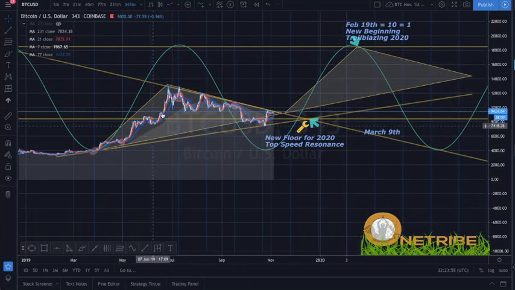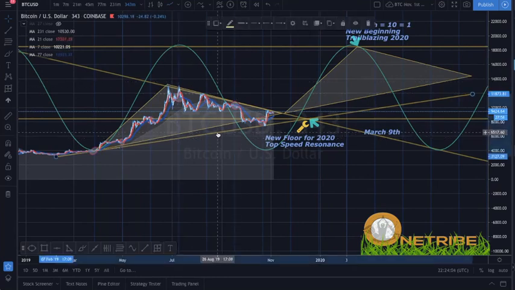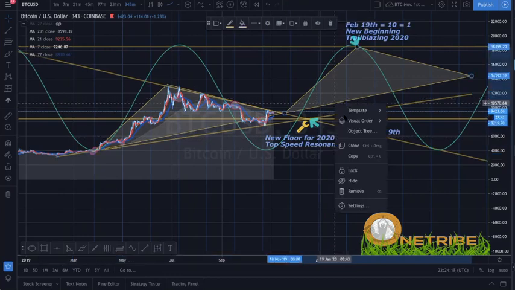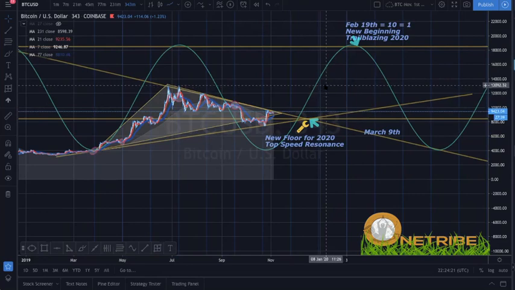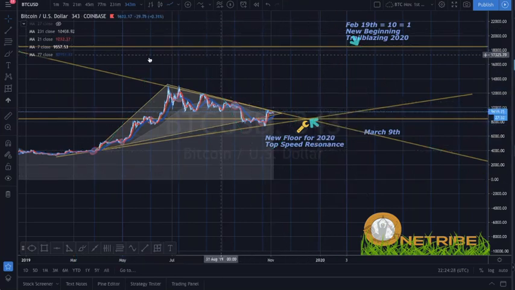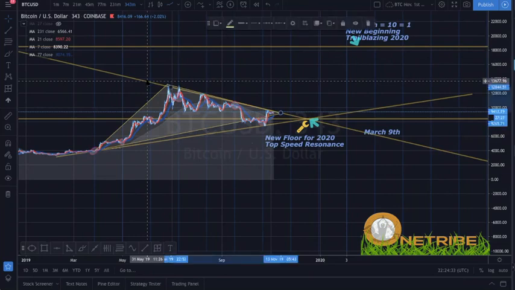Using certain tools like sine waves, horizontal lines, and cyclical lines, it allows us to capture this into different cycles. I'll start by taking these out. This is a little triangle here. Remove that. Remove this cyclic line here. And these are all tools. Right now I'm using TradingView. These are all tools that are given to you by default.